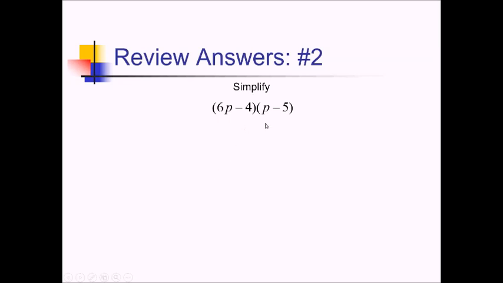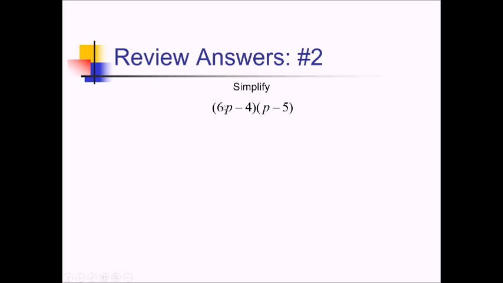In order to simplify this problem, we have to multiply these parentheses together. Since there's more than one term in each parentheses, we have to multiply the first term in the first parentheses by the whole second parentheses, and multiply the negative 4 also by the second parentheses. So basically, multiplying everything in the first parentheses by everything in the second parentheses. We'll have 4 multiplications when all is said and done.